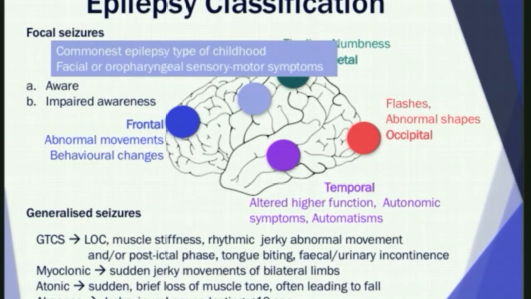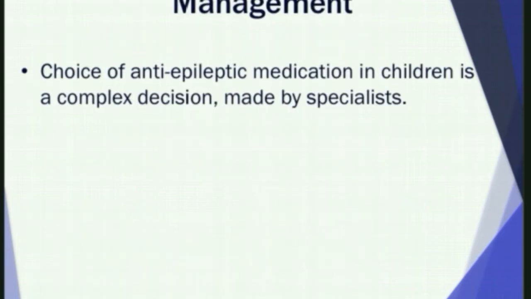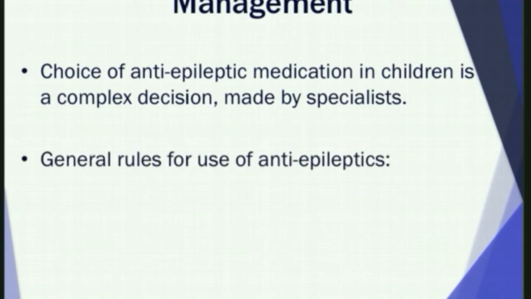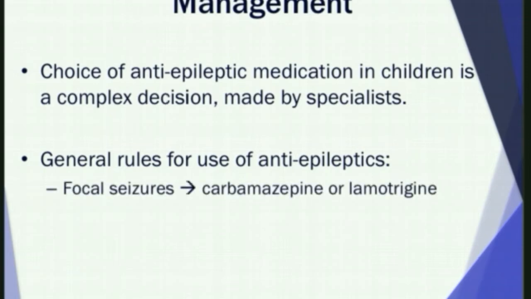So moving on to management. Obviously, choosing an anti-epileptic medication or a combination of these in children is a very complex decision. It's not made by people who are at our junior level. This is made by specialists. However, there are some general rules about anti-epileptic use that we all need to know. So for focal seizures, the anti-epileptics that we use in children are carbamazepine or lamotrigine.